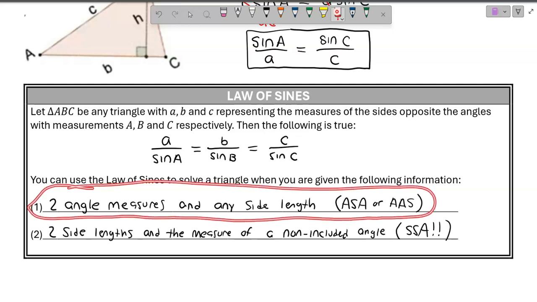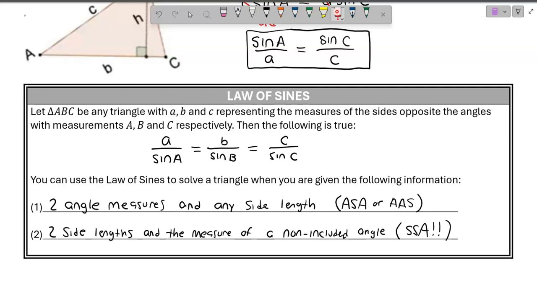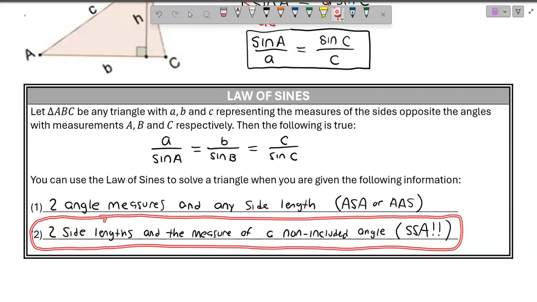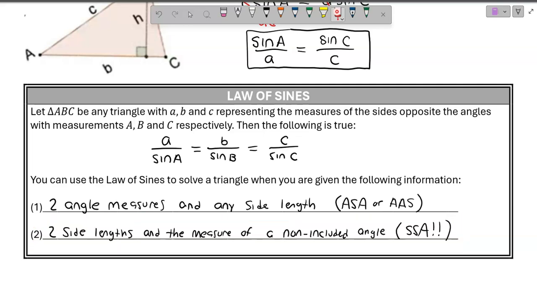When we know two angle measures and any one side length, we learn that the law of sines is the preferred method for solving that particular triangle. But there is a second method, and we're going to discuss that in this video. When you know two side lengths and the measure of a non-included angle, we also can use the law of sines. The problem with this is that side-side angle is not information that can prove congruent triangles, or in other words, prove that we have a unique single triangle in the situation.